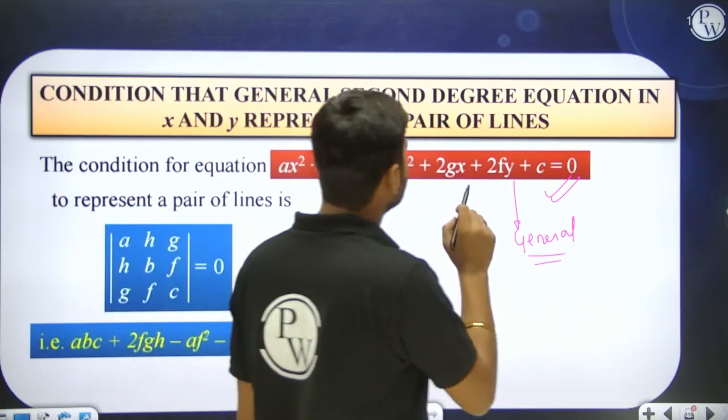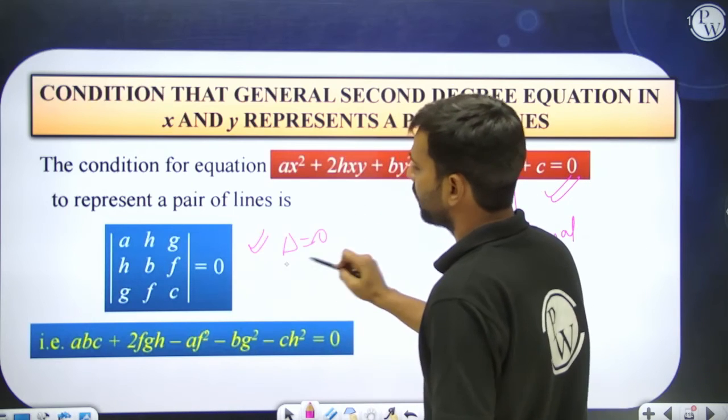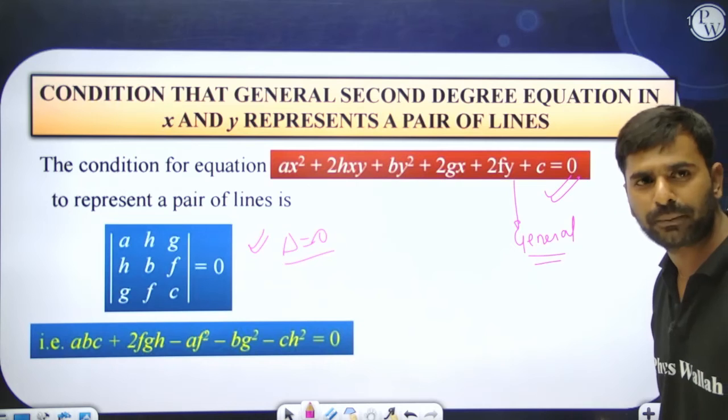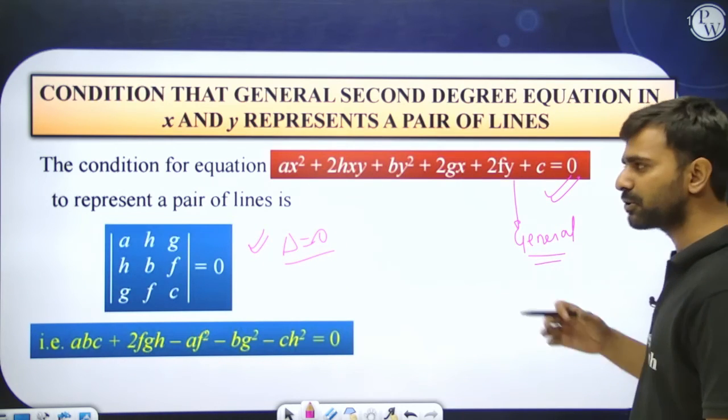But if this is representing a pair of straight lines, then this thing has to be equal to 0, which we call delta. The value of delta should be absolutely clear: abc + 2fgh − af² − bg² − ch². Let me tell you that this concept is not there in JEE Mains.